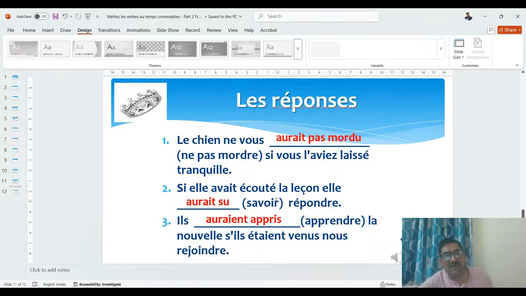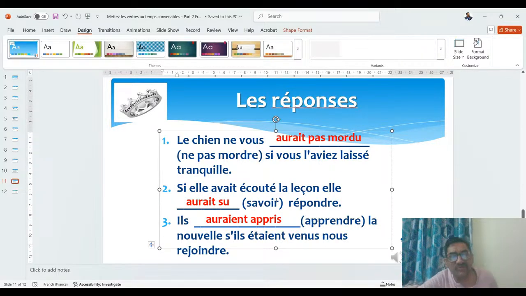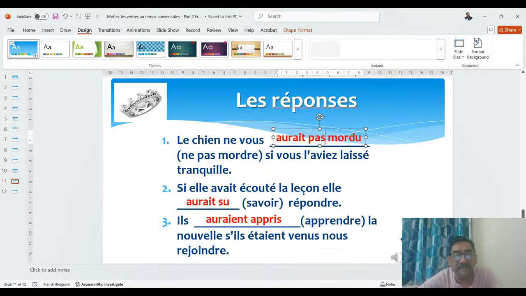There we go. Bit complicated. So I'm showing the answers straight away. Okay, bit complicated, not much. So here the ne has already come in the question, so I have just written the pas in the blank. I have not written the ne again. And here it's aurait su because for il's conjugation, it's ait. That is basically I've added imperfect to the future form of the verb. You all get it?